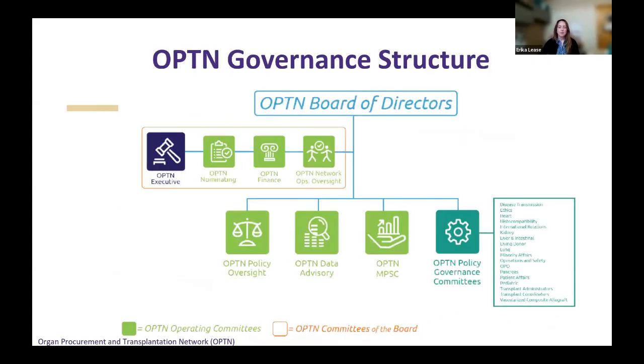So the OPTN governance structure is seen here. The OPTN is overseen by the OPTN Board of Directors, and there are several committees of the Board of Directors as seen in the orange box up here. And then there are several operating committees that you can see in the lower part of the graphic here, which includes the OPTN Policy Oversight Committee that oversees all policy development across the organization, the OPTN MPSC, or Membership and Professional Standards Committee, which oversees compliance with regulatory aspects of OPTN members.